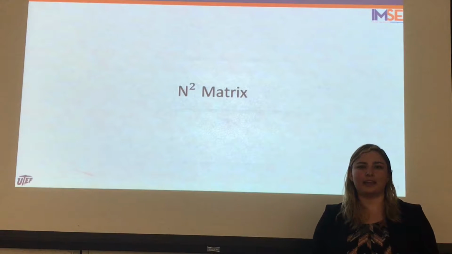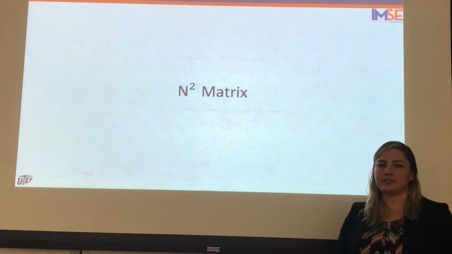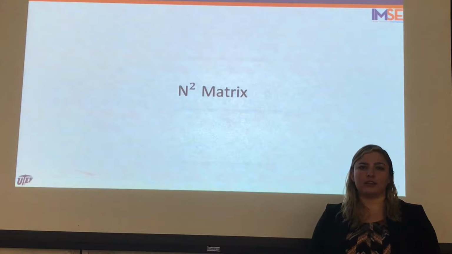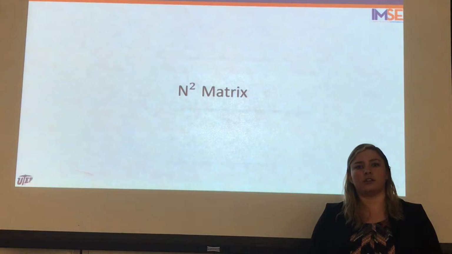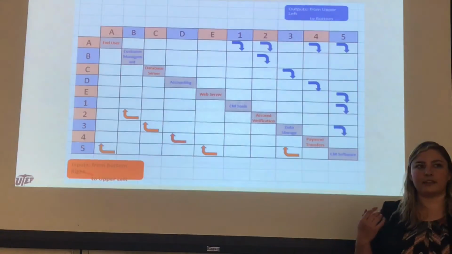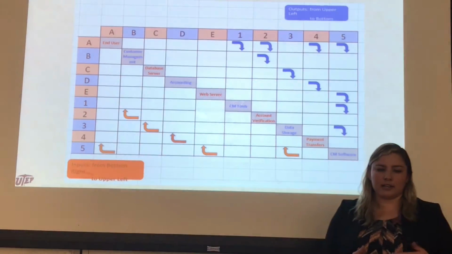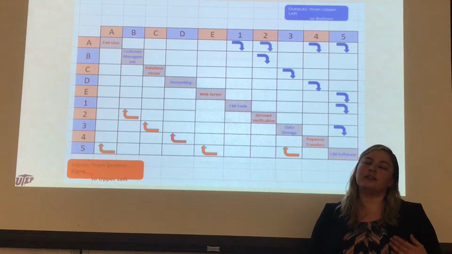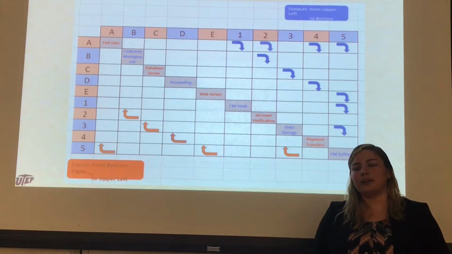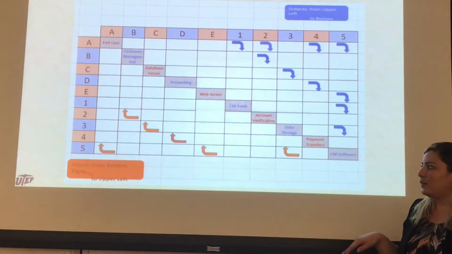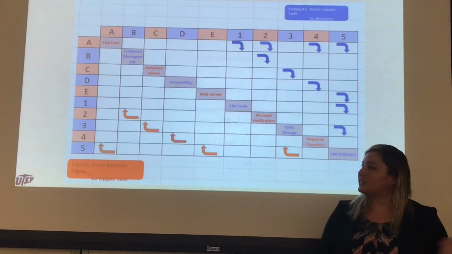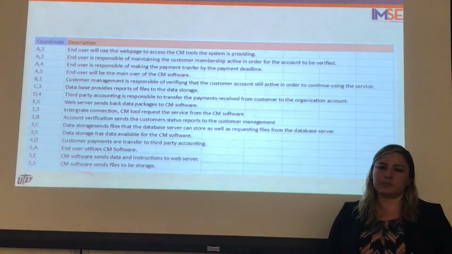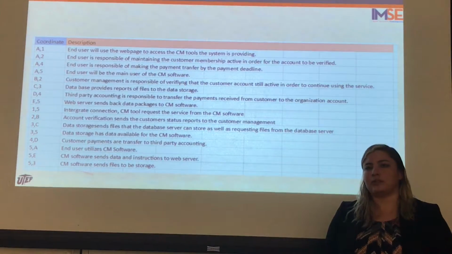Next, I'm going to explain what an N-square matrix is. The purpose of this matrix is to identify the relationship between the external and internal actors of the system. After we identify the internal and external actors, we need to identify the relationships between them with an arrow in the upper and lower diagonal. After this, we just need to explain for each coordinate what the relationships are, so everything is understandable for the matrix.